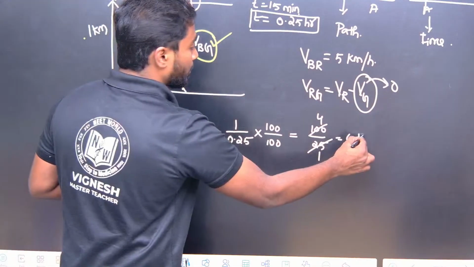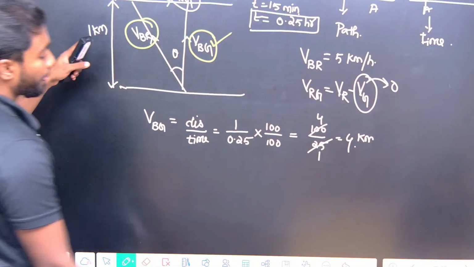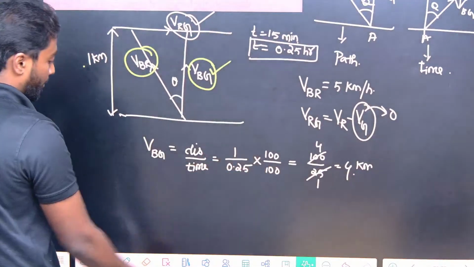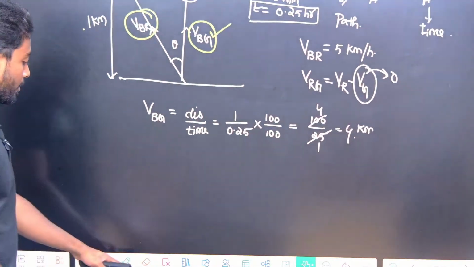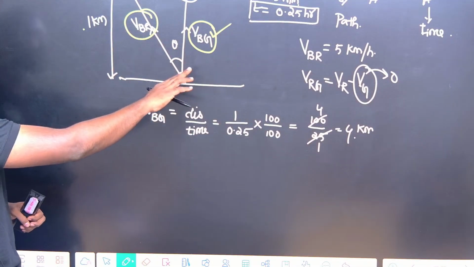Got it? So, easily we can say that this is 3 kilometer, they have told. Yeah, it's 5 kilometer, this is 4 kilometer. Obviously, it will be a 3, 4, 5 triangle. So, easily by doing this we will get the answer.